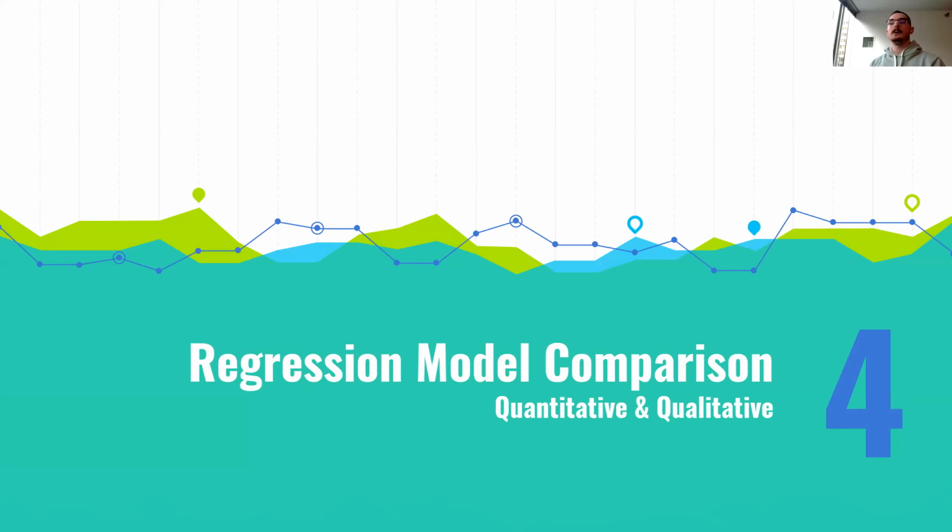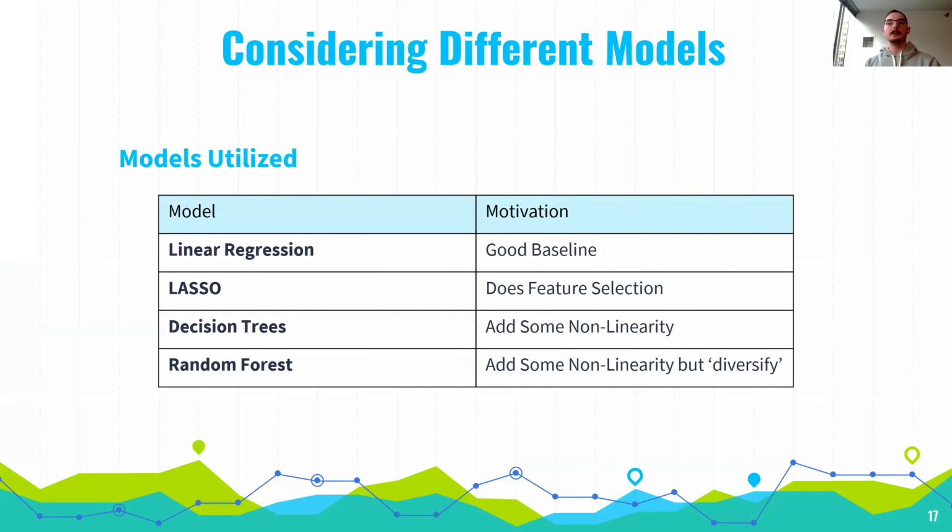So now I'm going to dive into the regression model comparison, and we're going to look at it from both a quantitative and a qualitative approach. So the models that were utilized. We started with linear regression because it's a good baseline. We've used it throughout the past couple semesters, and it just made sense. We also used Lasso because it does feature selection, and we included decision trees to add some nonlinearity, and random forests to also add nonlinearity, but also to add some diversity into the models.